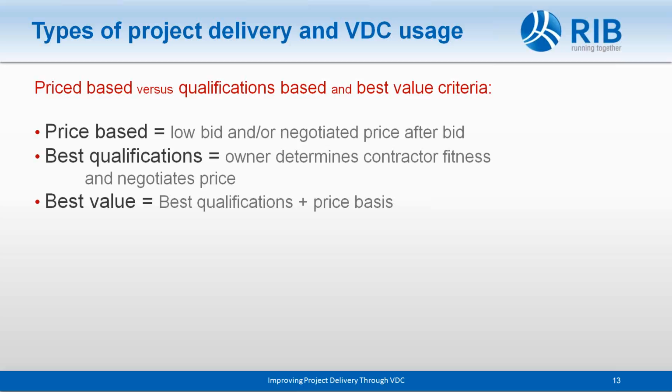Then there's the best qualifications method. Bids are not put out. The owner determines whether contractors are qualified to perform the job, and then the price is negotiated with them. And then there's a combination of the two, which we'll call best value. It allows qualifications to be considered, and then there is some bidding and some negotiation of the price. So if we combine the first two, the third one is the result of that.